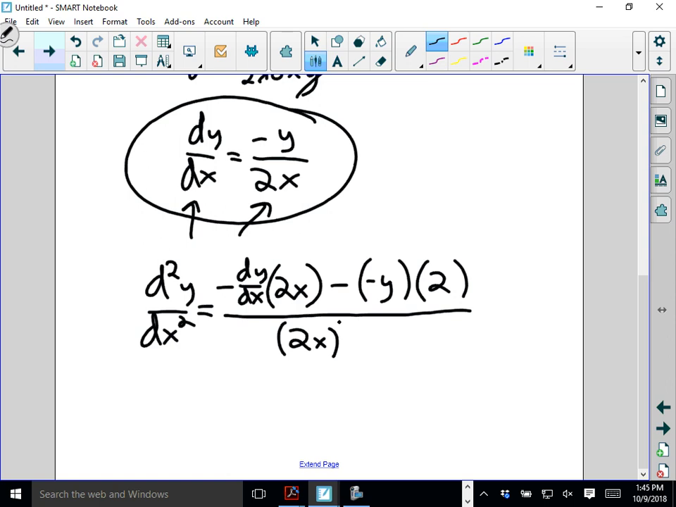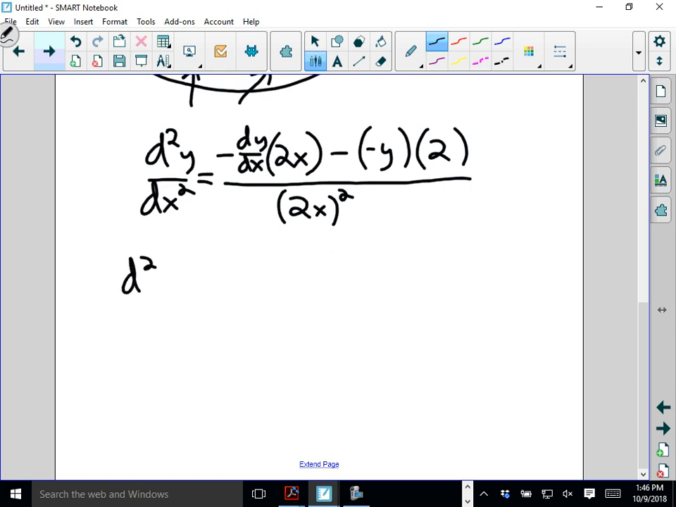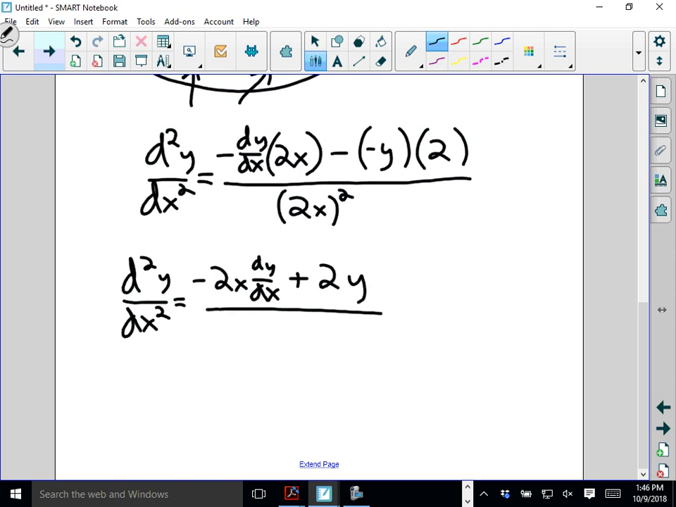Now, before I substitute in that dy dx, I really want to reorganize here. Reorganizing is going to be an important step. I want to write this whole thing just in nice, simple terms. Then I'll plug in later. So negative dy dx times 2x, I'm going to call that negative 2x dy dx. I'm going to now change this to plus 2y, and I'm going to call the bottom 4x squared. Remembering all my exponents.